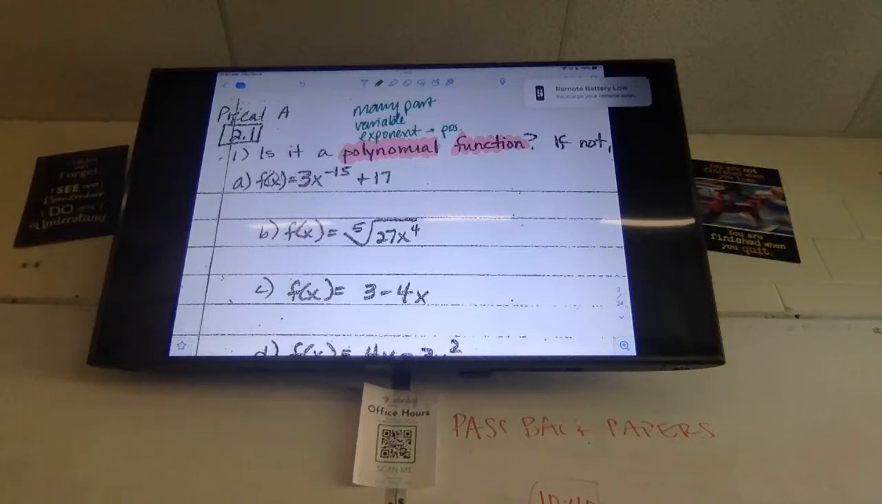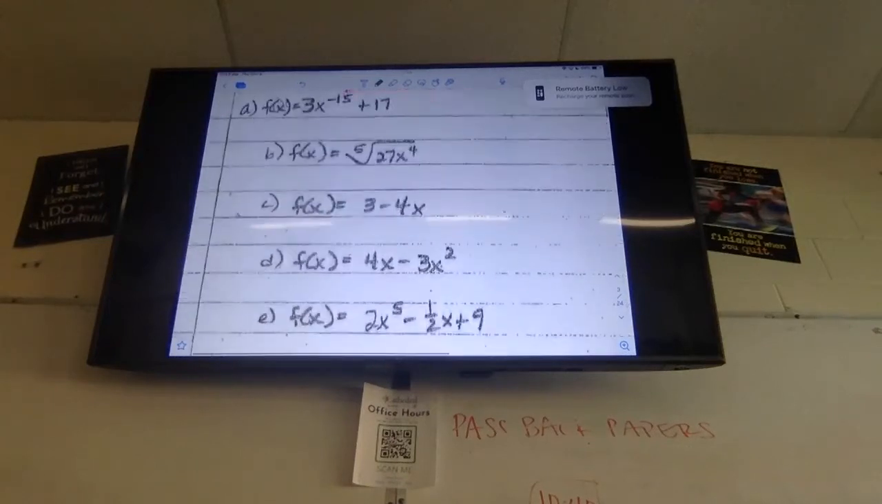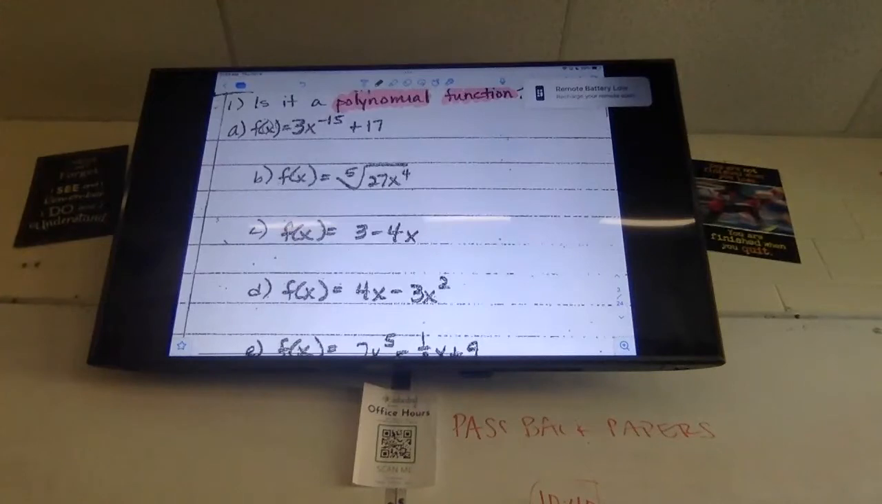Okay, so I'm looking at this next section. I've got A through E, and I want to know, is it a polynomial or not? And if it's not, what function is it? So for letter A, is that a polynomial function? No. Why not, Ava? The 15 powers. Good. Do we know what function that would be? Andrew? A fraction. What do we call those?